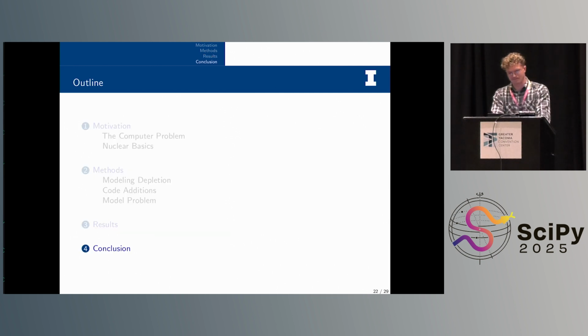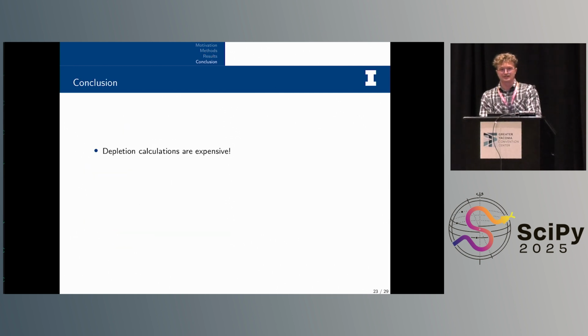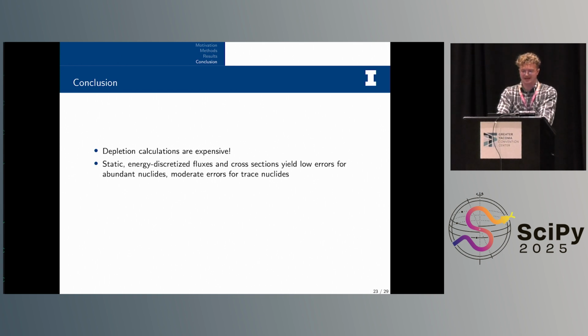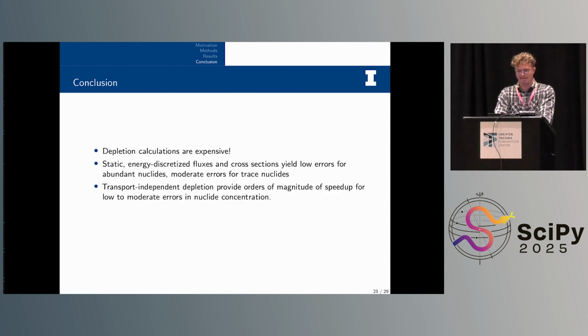So what did we learn? Depletion calculations are very expensive. I highlighted that point a lot. Static energy discretized fluxes and cross sections yield low errors for abundant nuclides and moderate errors for trace nuclides with very low runtimes compared to transport dependent depletion. Yeah, it provides order of magnitude of speed up for low to moderate errors in nuclide concentration. And energy group structure does not seem to matter for simple models.